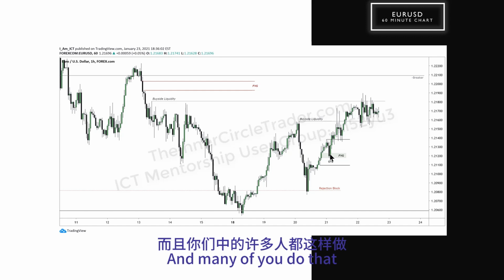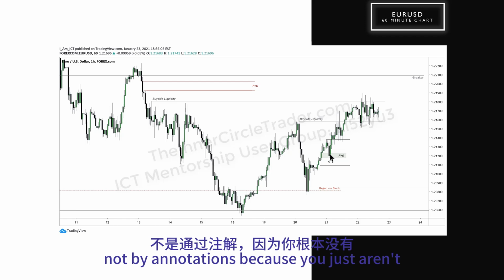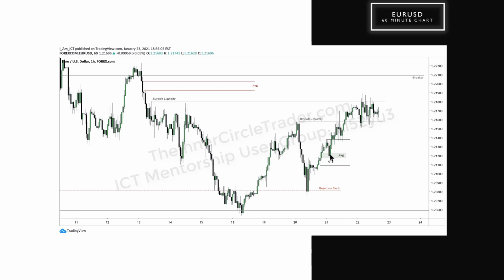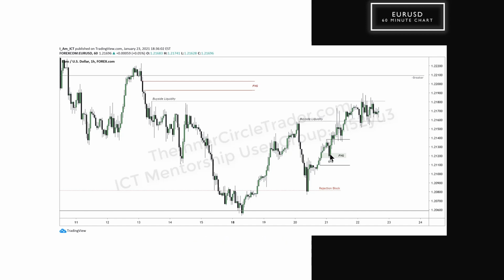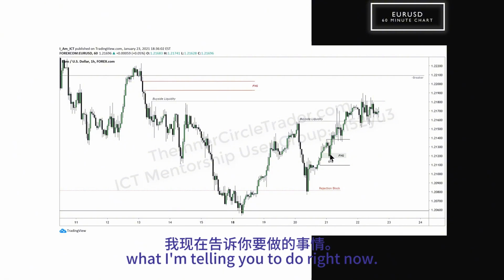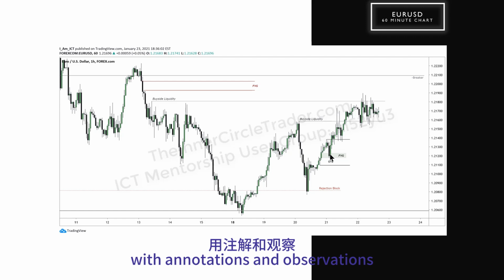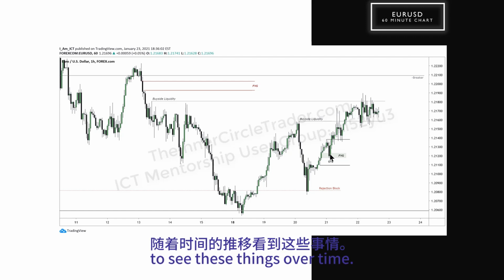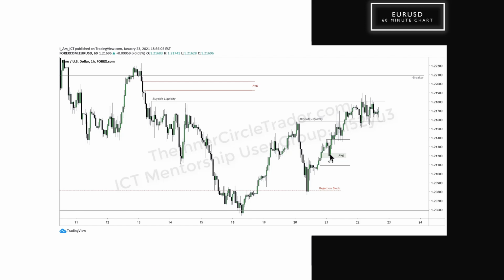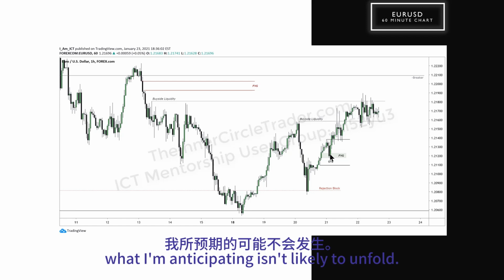And many of you do that, not by annotations, because you just aren't putting that much work into this. And that's the type of stuff you have to do. That's what I'm telling you. It's expensive. You have to put the work in. The work is doing what I'm telling you to do right now, filling your charts up with annotations and observations, and you condition your brain to see these things over time. And then as you watch it in real time, you'll start seeing, oh, what I'm anticipating isn't likely to unfold.